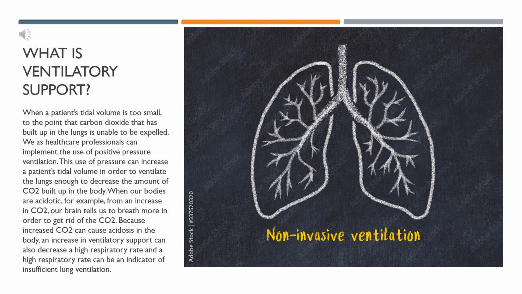When our bodies are acidotic, for example, from an increase in CO2, our brain tells us to breathe more in order to get rid of CO2. Because increased CO2 can cause acidosis in the body, an increased ventilatory support can also decrease a high respiratory rate. And a high respiratory rate can be an indicator of insufficient lung ventilation.